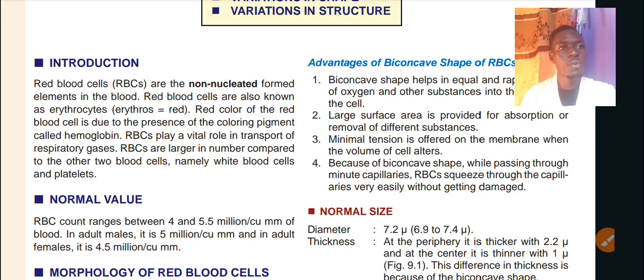Now, the question would be, why this change? Why the difference? The difference is because females, especially those after puberty and before menopause, experience menstruation, which involves constant loss of blood from the body. And this explains the lower RBC count.